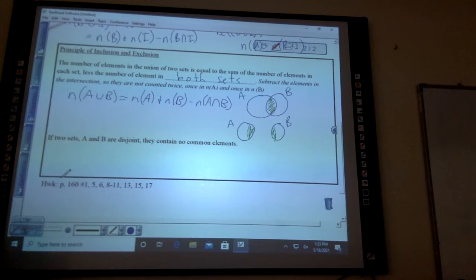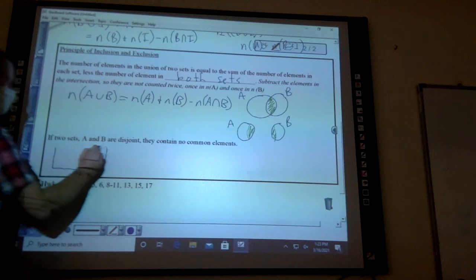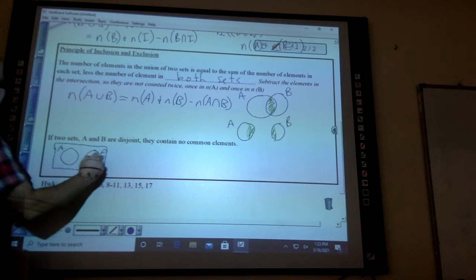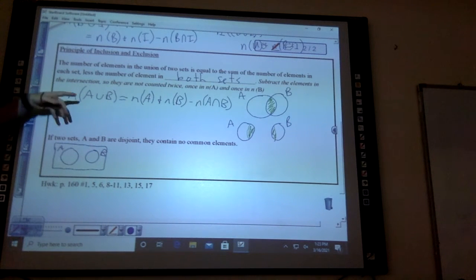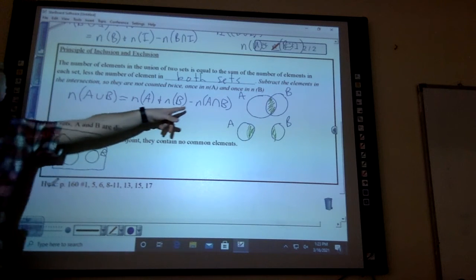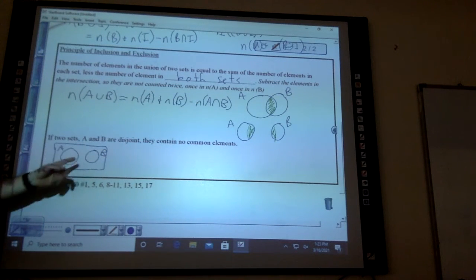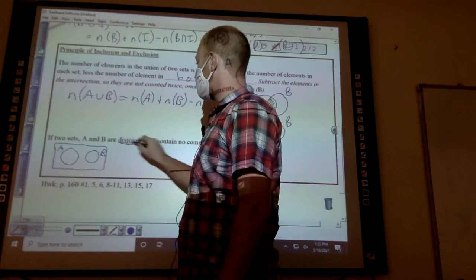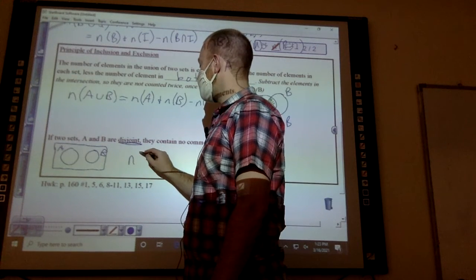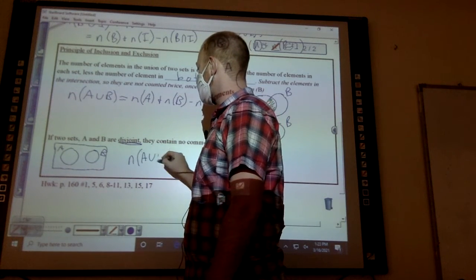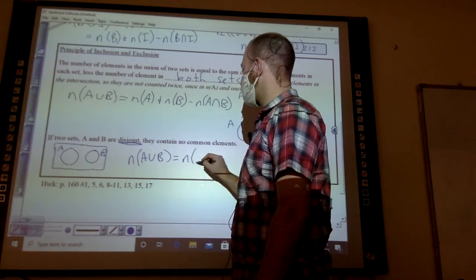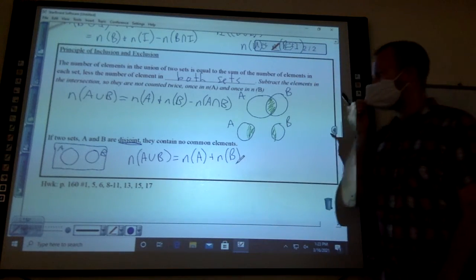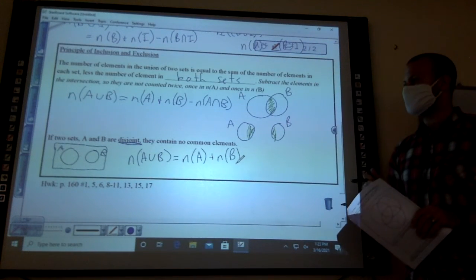But notice, if I have this case where A and B are disjoint, something like this, and I use that same equation, when I minus the intersection between them, it's non-existent. So in this case, if they're disjoint, which is a special case, then the number in A or B is simply equal to the number in A plus the number in B, and you don't have that last part. So it all depends on your situation.